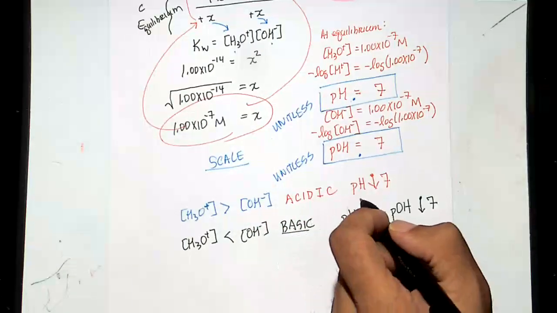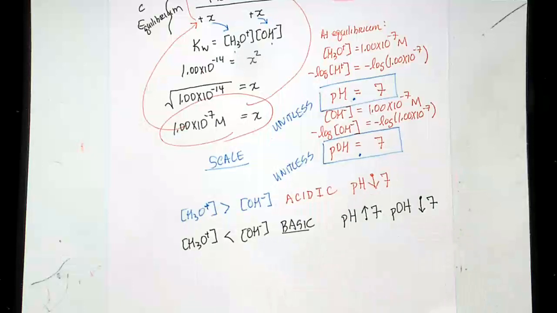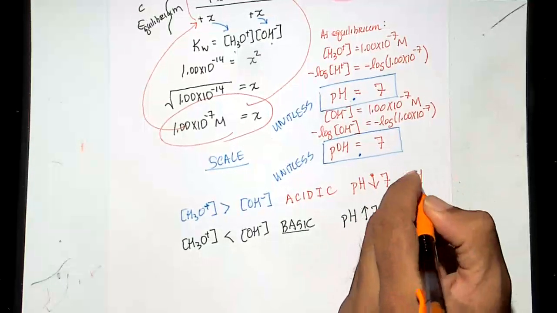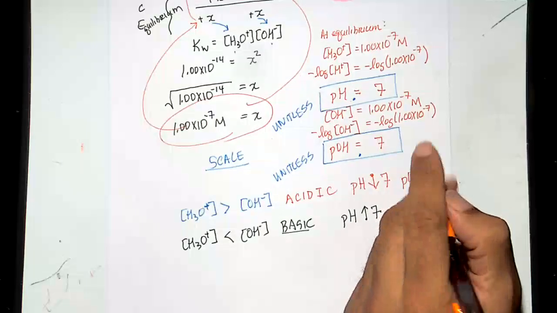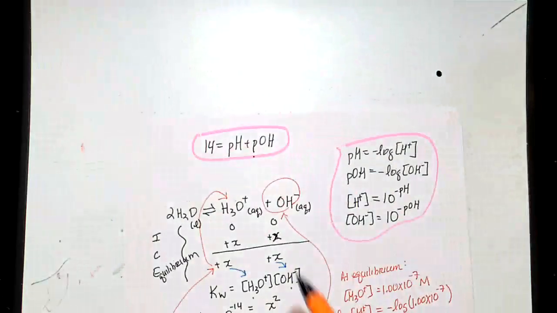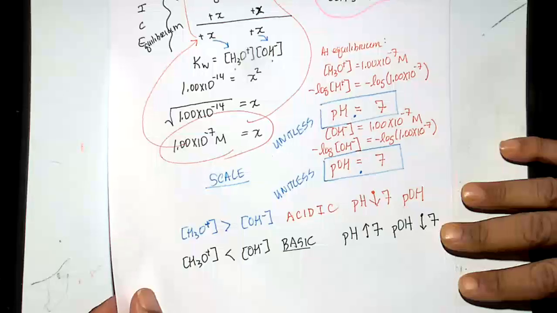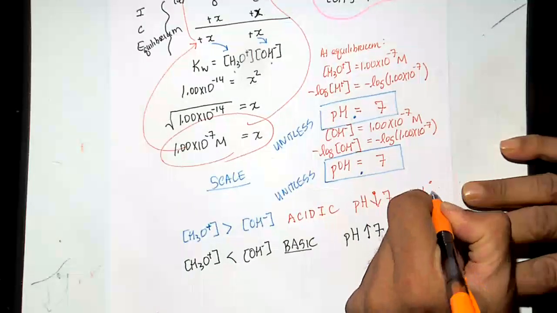If you have something acidic, your pH is acidic, but what would your pOH be? Higher than 7 or lower than 7? Remember, they have to sum up to equal what number? Okay, 14. So your pOH will be above 7 while your pH is below 7.